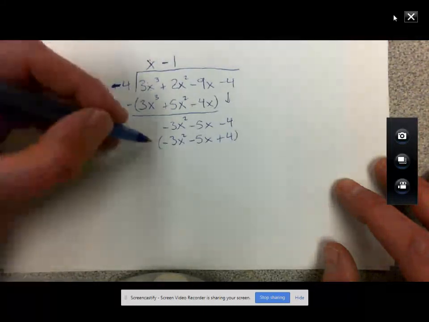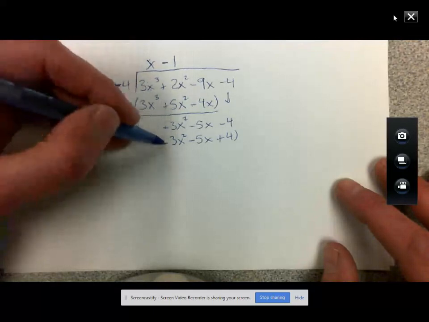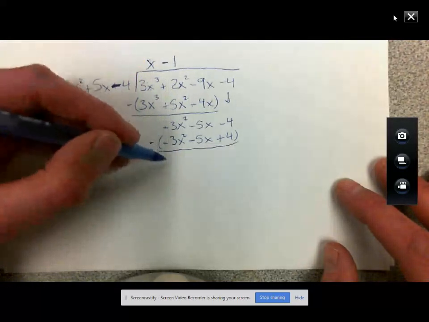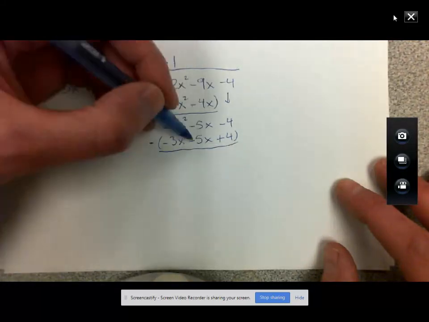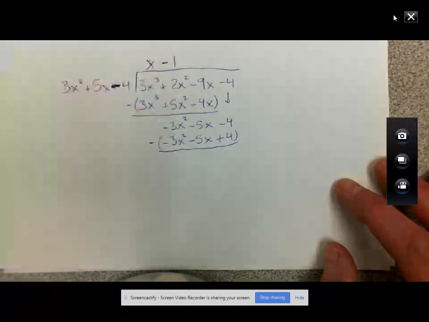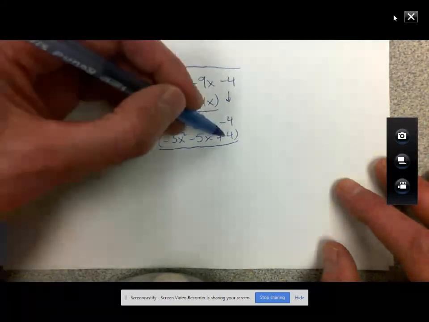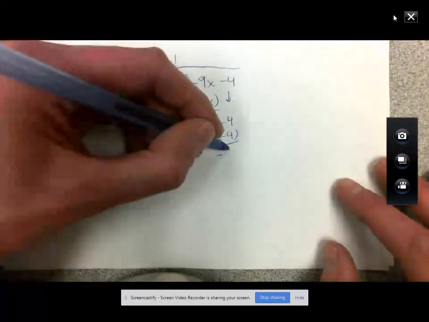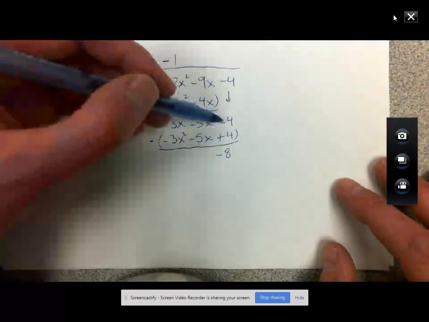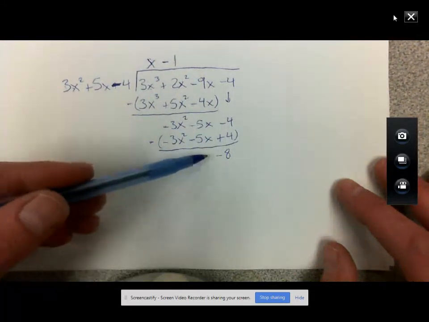And now if I subtract negative 3x squared minus a negative 3x squared, anything minus itself is going to give me 0. Negative 5x minus negative 5x, again, anything minus itself is going to give me 0. So the x's are all cleared up. And negative 4 minus a positive 4 is going to give me a negative 8. Again, a negative minus a positive, not the same as a negative minus a negative. So we got negative 8. So we have a remainder of minus 8 or negative 8.